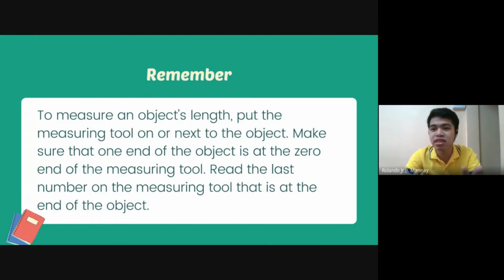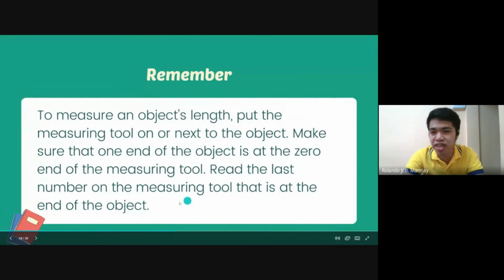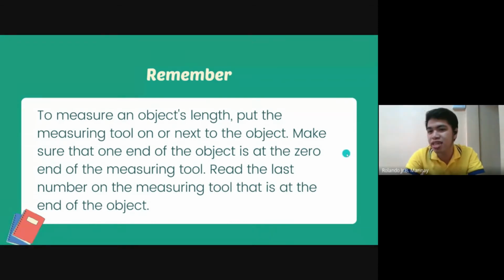Okay, we're going to put the ruler next to the object, and make sure that one end of the object is at the 0. So we begin with the 0, so that the tip of the object is put at the 0. The other tip will be on the number of its measurement. Read the last number on the measuring tool that is at the end of the object. We're going to read it, and that is how we measure the object. Do you understand so far?